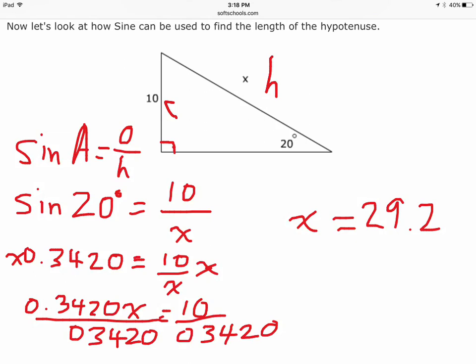And looking at the triangle, that makes sense if the opposite side is 10. The hypotenuse will always be the largest side. And that's how you use sine to find the length of a hypotenuse.